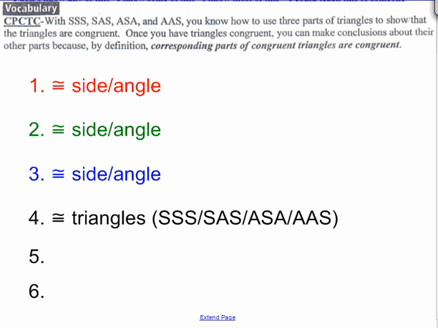So today we're going to learn about CPCTC, which is really fun to say. CPCTC, as you can read, goes with side, side, side, angle, and angle, side. You know how to use 3 parts to show that they're congruent. So you did that with all your proofs.